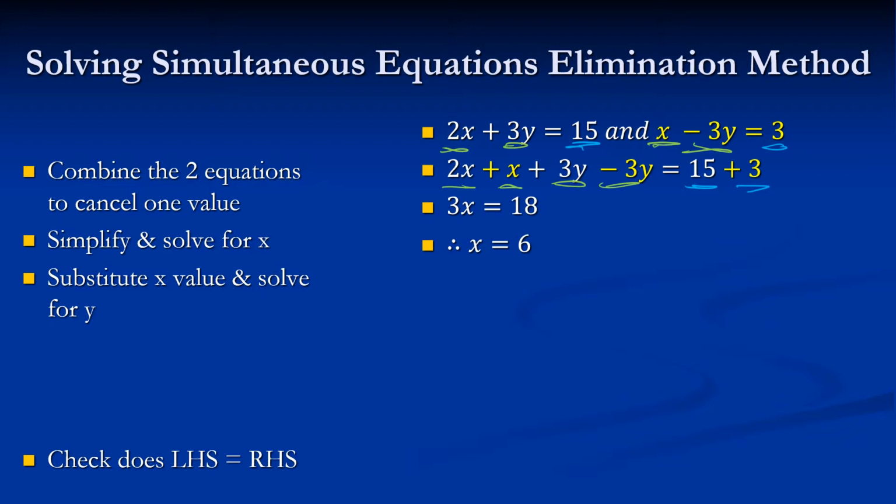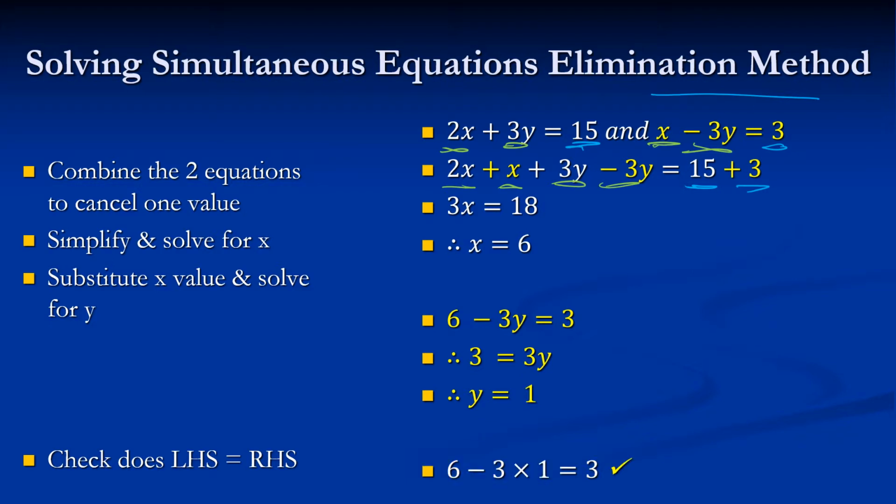Now we know the value of x, we just substitute and solve for y. So we can just say, well, what's our easy equation? We've got x take 3y equals 3, so 6 take 3y is 3. Therefore, 3 is the same as saying 3y. Therefore, y equals 1. Then we just substitute by putting into a simple equation and checking if the left-hand side equals the right-hand side, and it does.